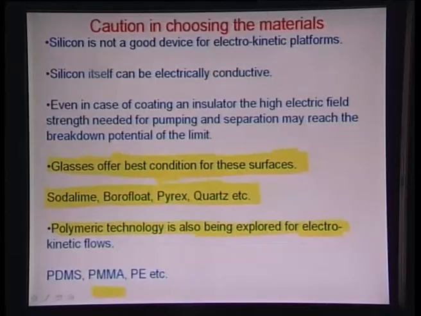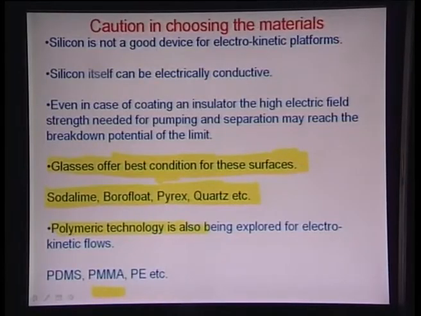So whether it is silicon or glass, these techniques are very useful only because this microsystems fabrication technology area has been very well developed. Polymers, as we know, also have a substantial amount of advantage, being biofriendly and flexible, amenable to fabrication techniques. And polymer technology is also being explored for electrokinetic flows, especially materials which can change or get oxidized on exposure to gas plasmas, like PDMS, PMMA, polyethylene.